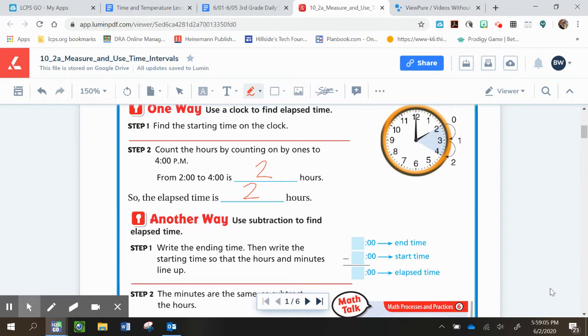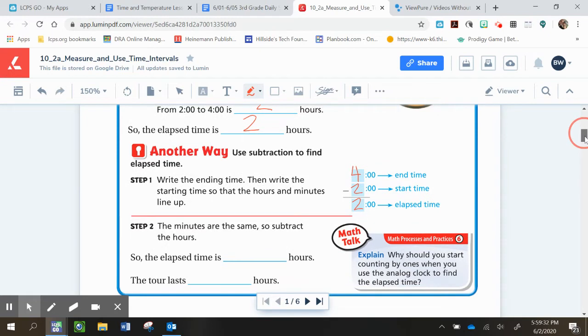And so what you're going to do is write the ending time at the top, which was 4. And then the starting time underneath that, which was 2 o'clock. And then you're just going to subtract these two. 4 minus 2 is 2. So that means that there was 2 hours of elapsed time. So the elapsed time is 2 hours. The tour lasts for 2 hours. Great.